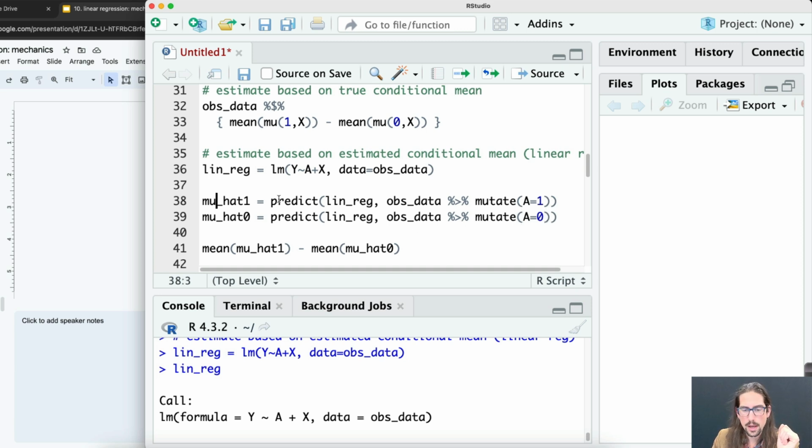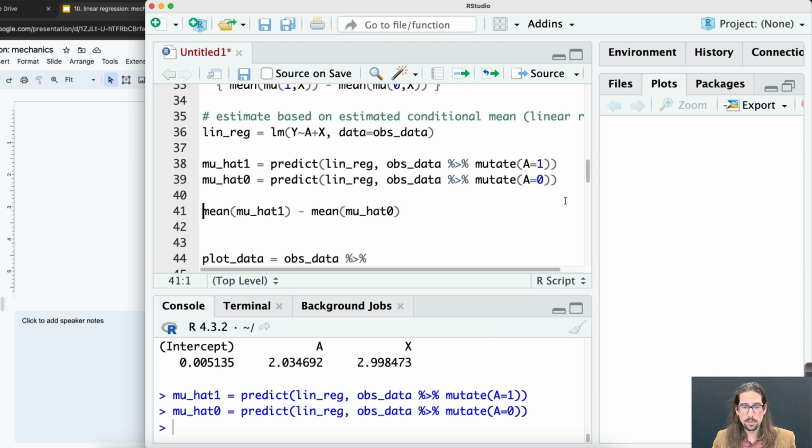So the way I'm gonna do that is I'm gonna use the predict function with linear regression, but instead of passing it the observed data, I'm gonna pass it the observed data and force the treatment in that observed data to be 1, okay? So I'm creating a copy of the data set where everyone was treated. And then here I'm making a copy of the data set where nobody was treated. And I'm asking this to create the prediction of the outcome for those 2 fake data sets, okay? So it's mu hat 1 and mu hat 0.